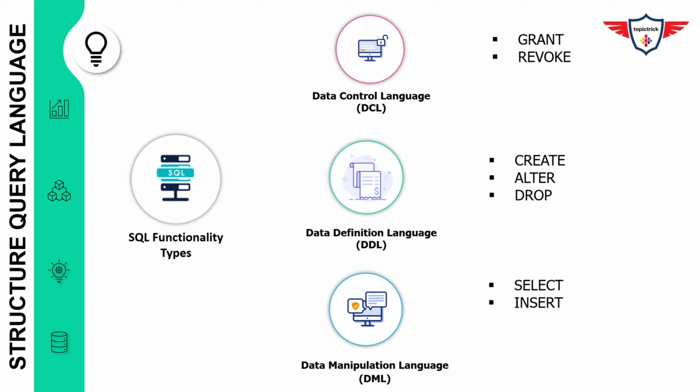Last one is data manipulation language, and it is generally used to manipulate data which is stored in the database. So there are four SQL statements which are generally used for this purpose. First one is select, that is used to access data from a table. Then you have insert, if you want to insert data into a table. Third one is update, which is generally used to update data in the table. And the last one is delete, which is used to delete data from the table.